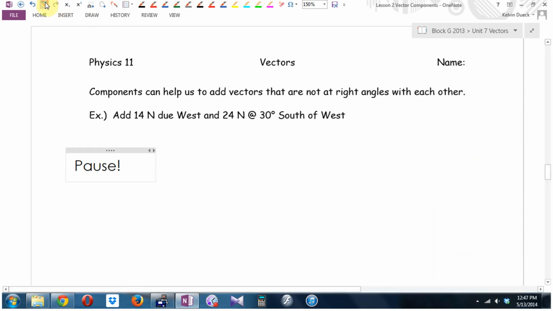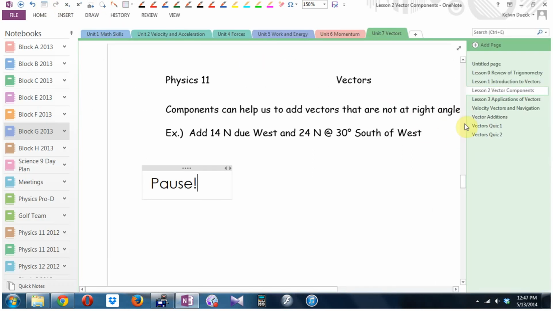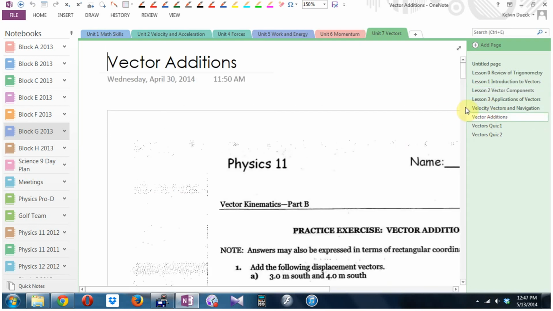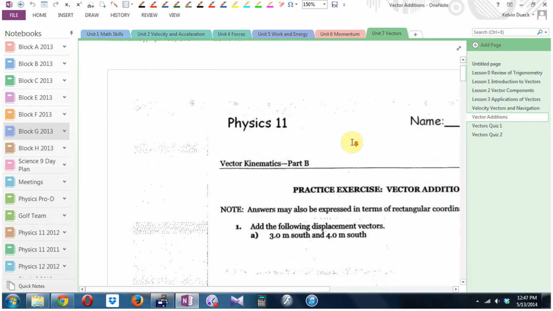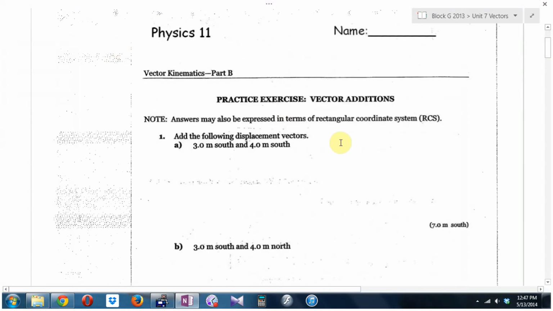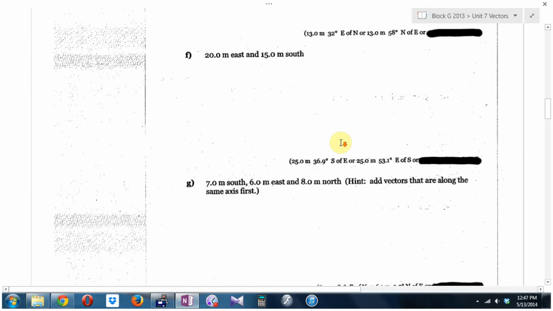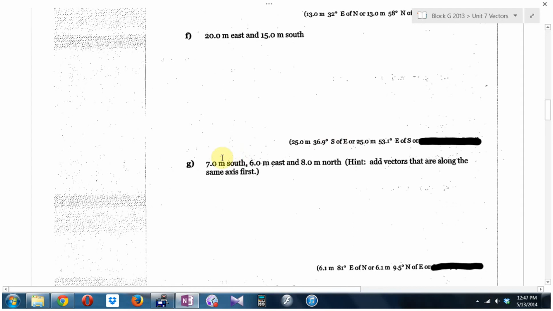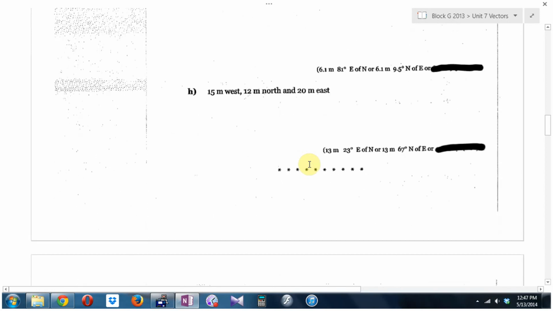Take a look at the sheet that I just gave you. It's vector additions. It says add the following displacement vectors. Number 1 should be not too bad. When you get to 1G, here are 3 vectors. This is an awful lot like number 4 from the homework from last day. Add the ones that are in the same axis first, and then add that answer tip to tail to the next one. Same with H.